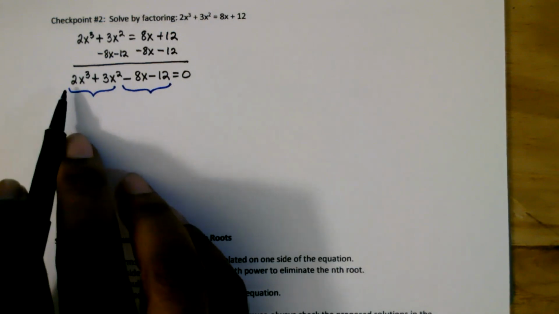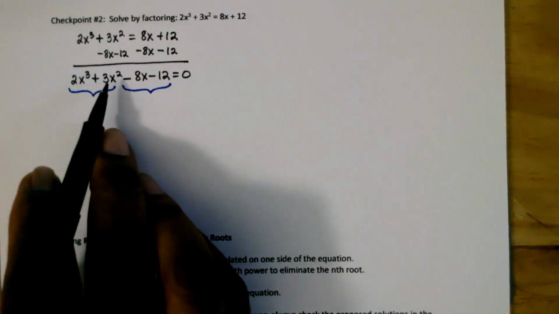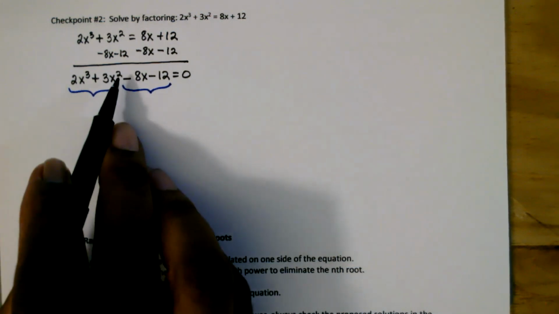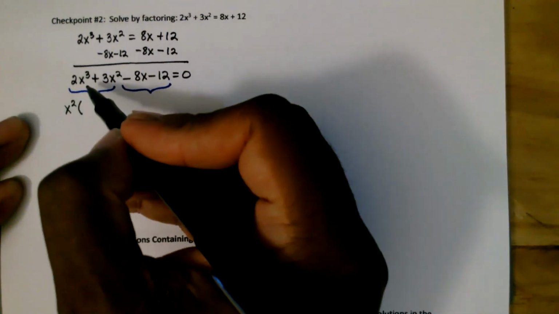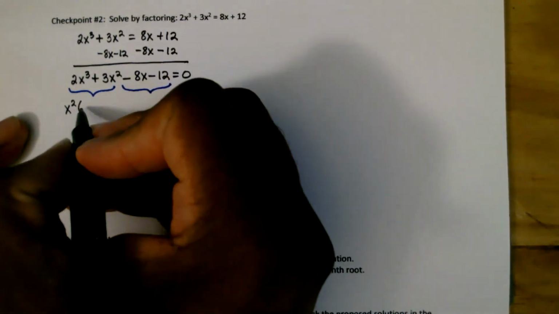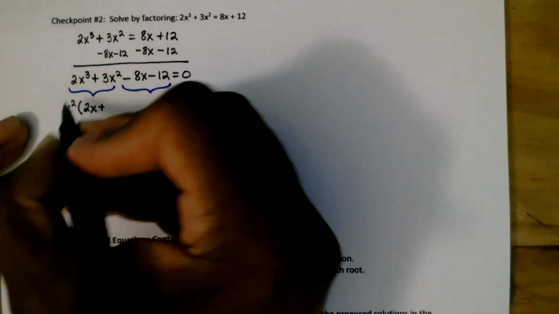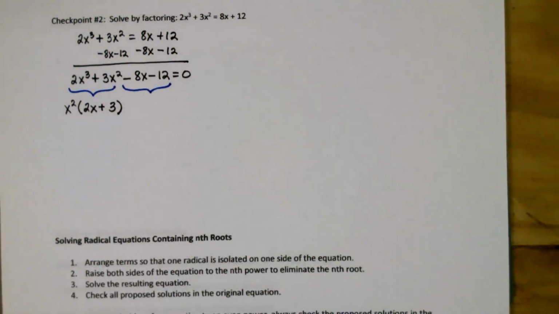Well, the only common factor for 2 and 3 is going to be 1. The common variable with the smallest exponent, I can use that. It'll have to be x squared. So I factor x squared out. And then I'm going to do 2x cubed divided by x squared. That will be 2x. And then plus 3x squared divided by x squared would be 3. So inside I have 2x plus 3. On the outside will be x squared.